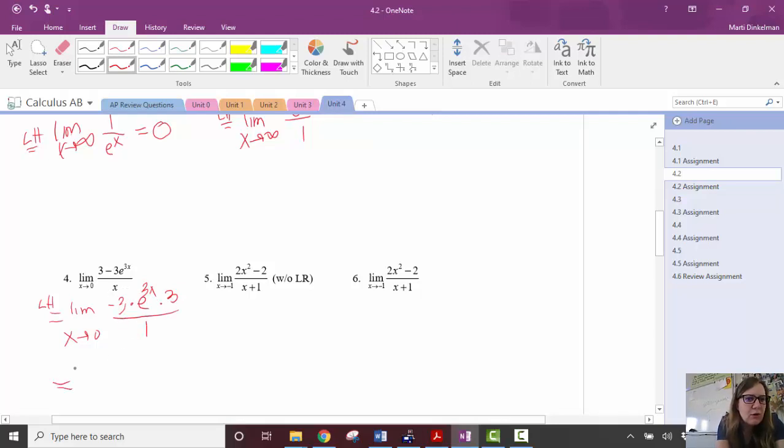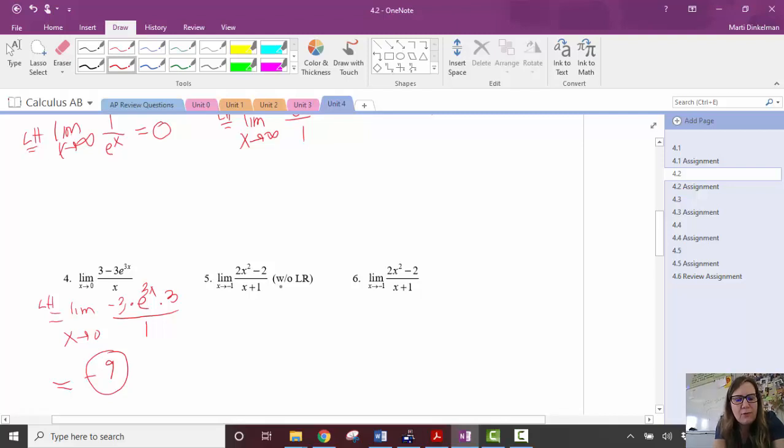And what's really cool now about L'Hopital's rule in this situation is we kind of eliminated our problem here. There's no longer a problem plugging a 0 in. So now if I plug a 0 in, e to the 0 is 1, and I just am left with a -9 over a 1.